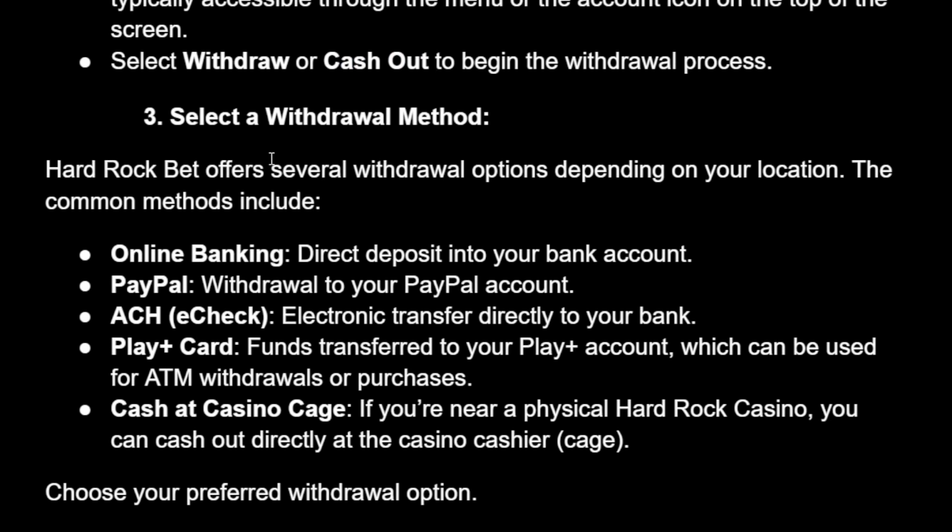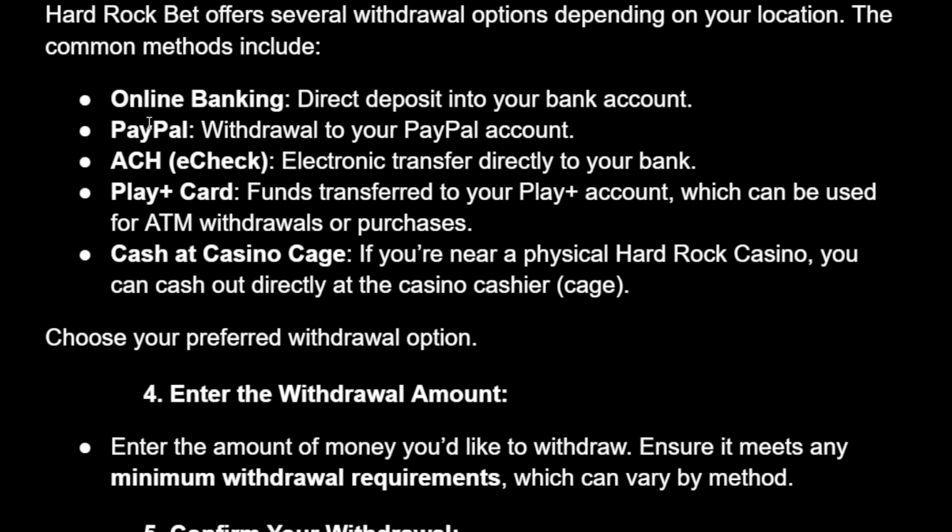Now we will need to select a withdrawal method. So Hard Rock Bet offers several withdrawal options depending on your location. So here are some of the most common options. We can do online banking, which is going to be a direct deposit into your bank account. We can do PayPal, ACH, Play Plus card, or cash at Casino Cage.